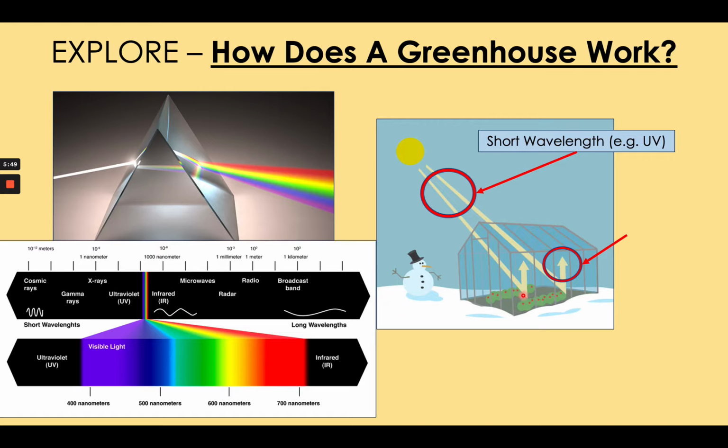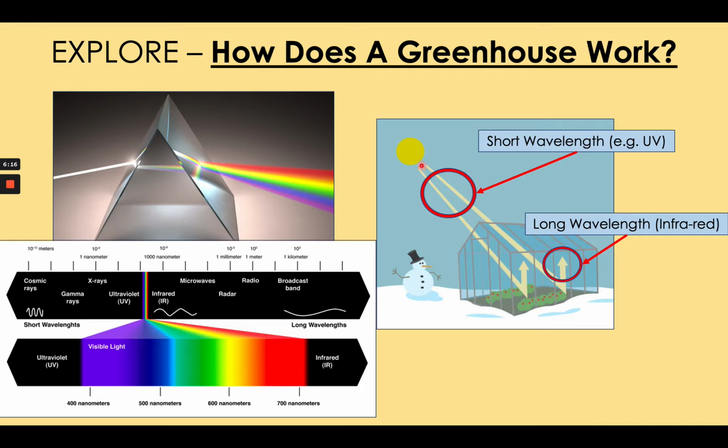And that heated up ground re-emits, which means sends back out, long wavelength light called infrared, which we feel as heat. And that heat cannot pass through glass nearly as easily as the short wavelength UV light can. And consequently that heat builds up within the greenhouse, and so the greenhouse gets warmer.